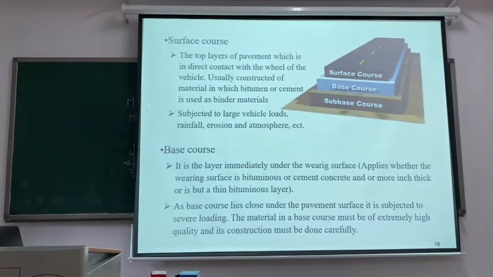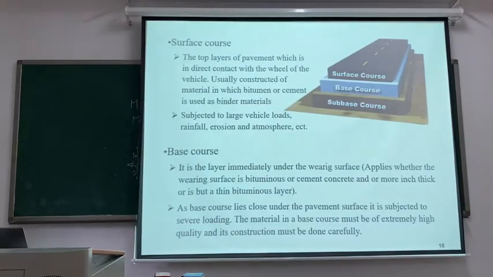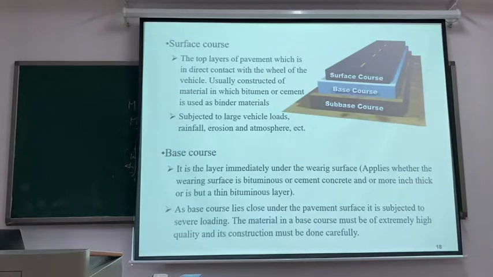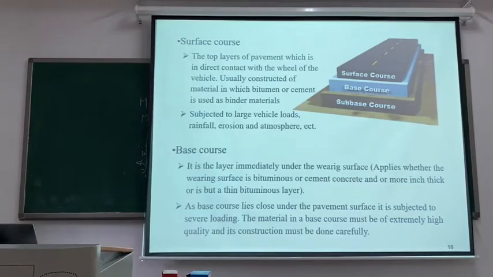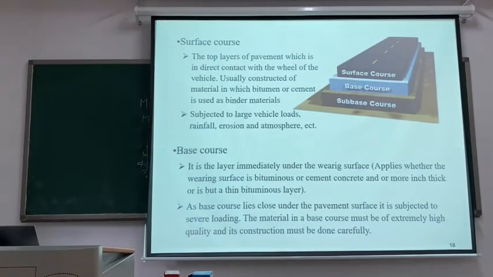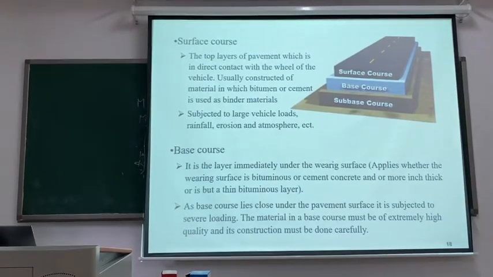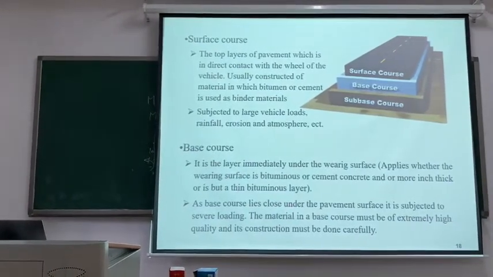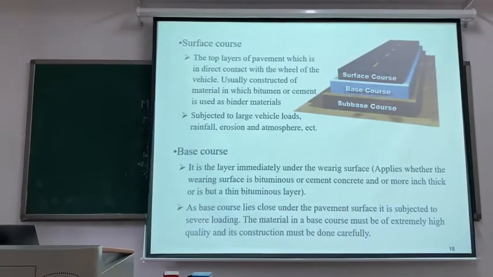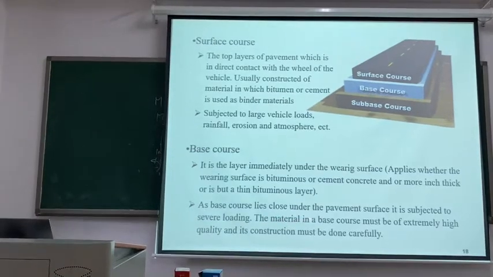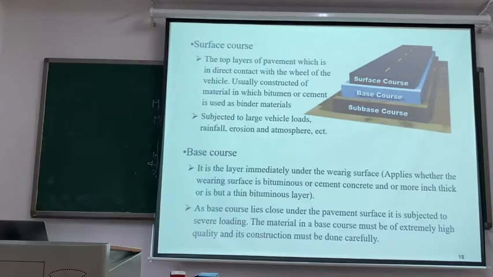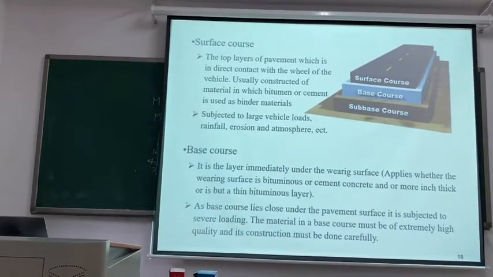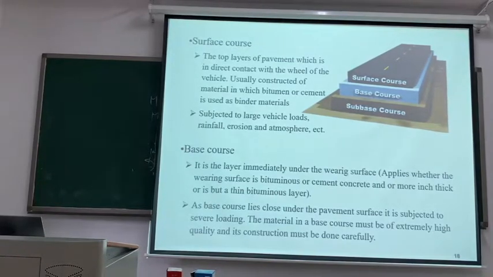也就是说呢，我们这个基层可以是沥青混凝土，也可以是水泥混凝土，而且它的厚度呢，可以是厚一点，也可以是薄一点的。这个是根据 the design, the vehicle volume and other conditions. As this course lies close under the pavement surface, it is subject to severe loading. The material in the base course must be of extremely high quality, and its construction must be done carefully. So, base course is important to the pavement.